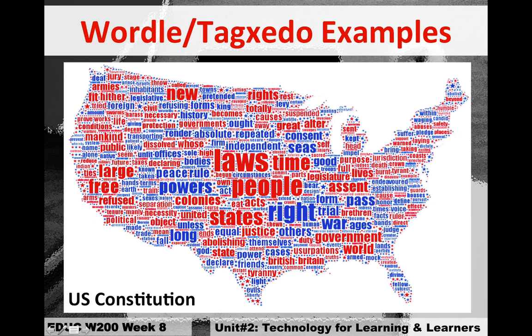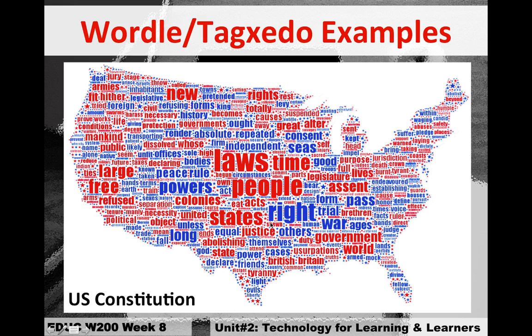Here's one example of a program that I'm going to ask you to use. It's Wordle. Taxito is another one, and this one is using Taxito because Taxito allows you to put it in an interesting image. This one is the U.S. Constitution, and they copied and pasted all of the words into Taxito, and based on how commonly used the word was, the bigger it is. For example, districts and whereby and Indian are not used as often as laws, people, states, or right. So you can see which ideas are more common.